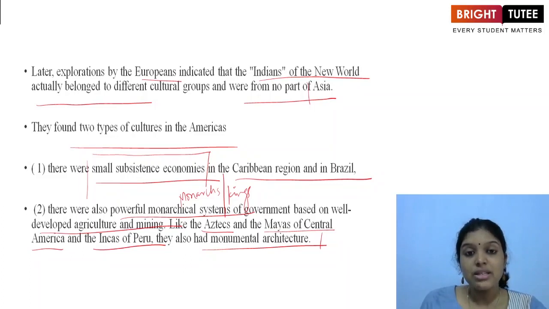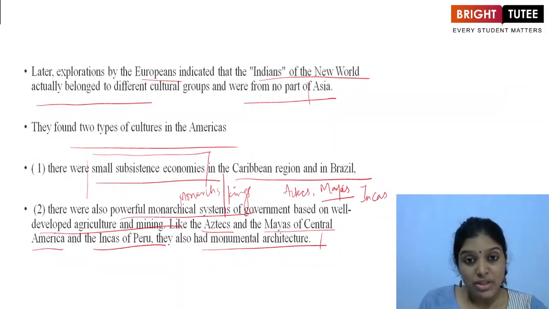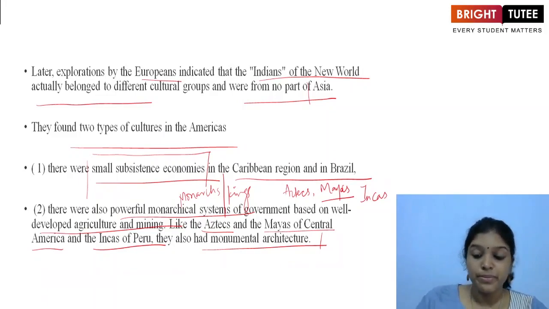So some of these kingdoms were Aztecs and then Mayas of Central America and then Incas of Peru. These were all monarchical systems of government, and all these kingdoms had very magnificent monumental buildings and architecture.